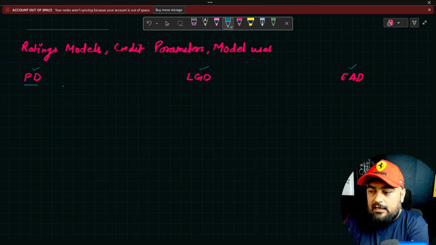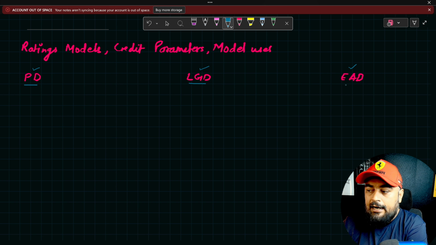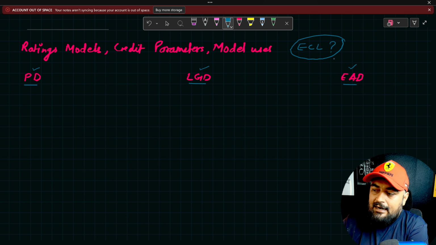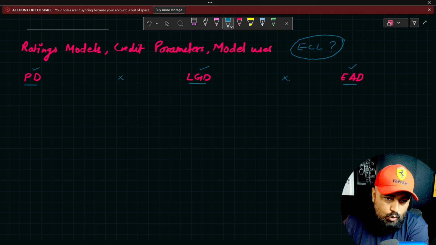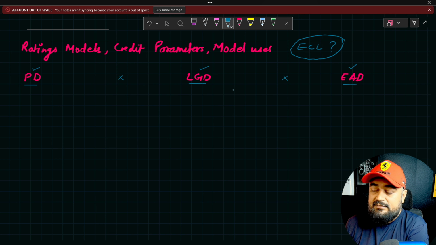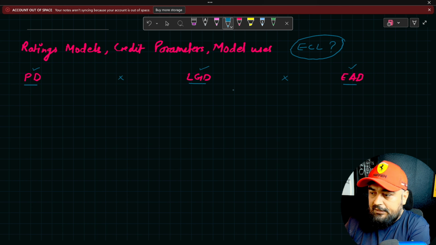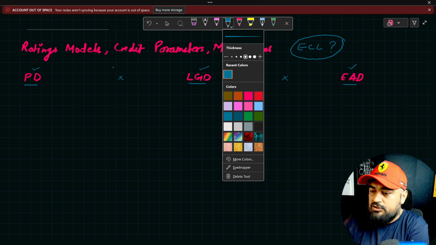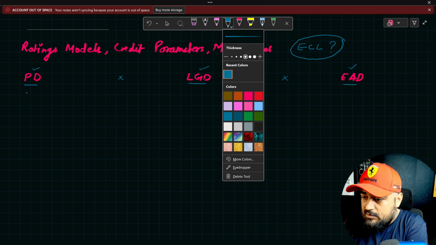Now these are the three important metrics and all three are used to calculate the ultimate thing, which is ECL, expected credit loss. That is the byproduct of the three of them. Now the three concepts have their own certain characteristics and properties, so understanding that is very important. Now let's talk first about PD models.